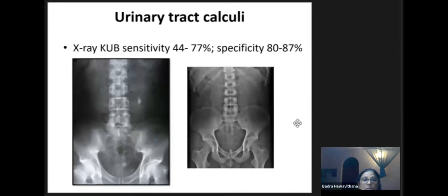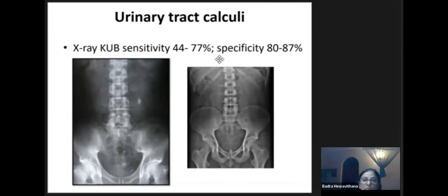Right. So I have given you the X-ray sensitivity and specificity. Here you can see the calculi. In this X-ray, it is obvious. You can see the calculus. This is the place you look for, at the tip of the transverse processes. That is the course of the ureter. And you know, up to this place is the upper ureter, up to the pelvic brim, and after that the middle ureter and the lower ureter. So this is an upper ureteric calculus.